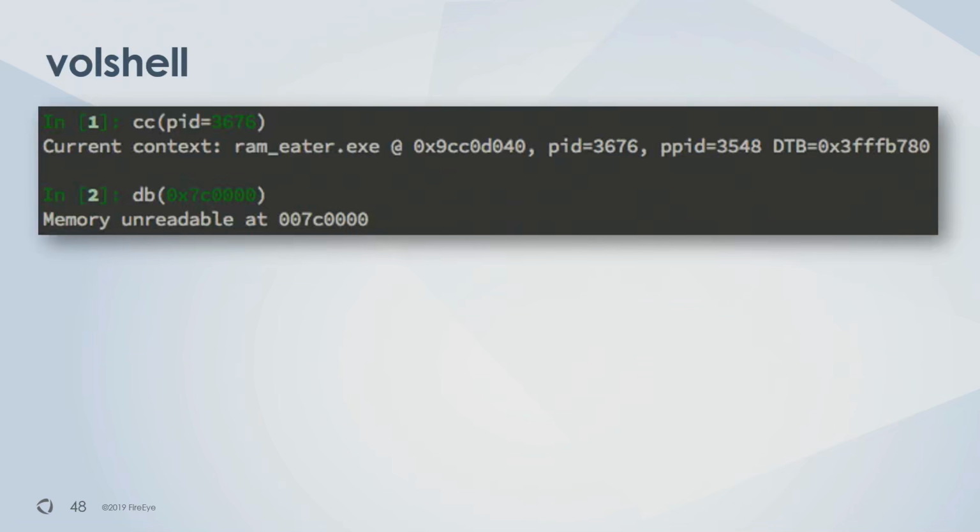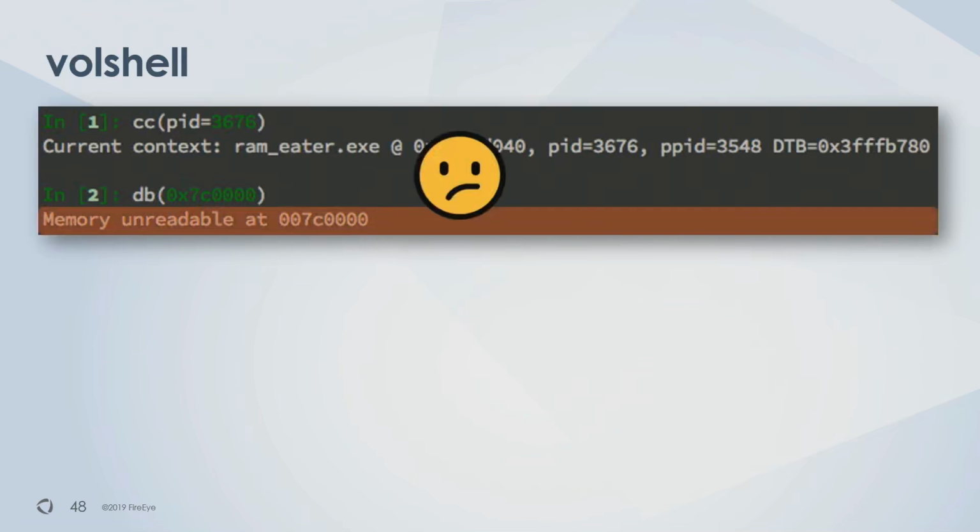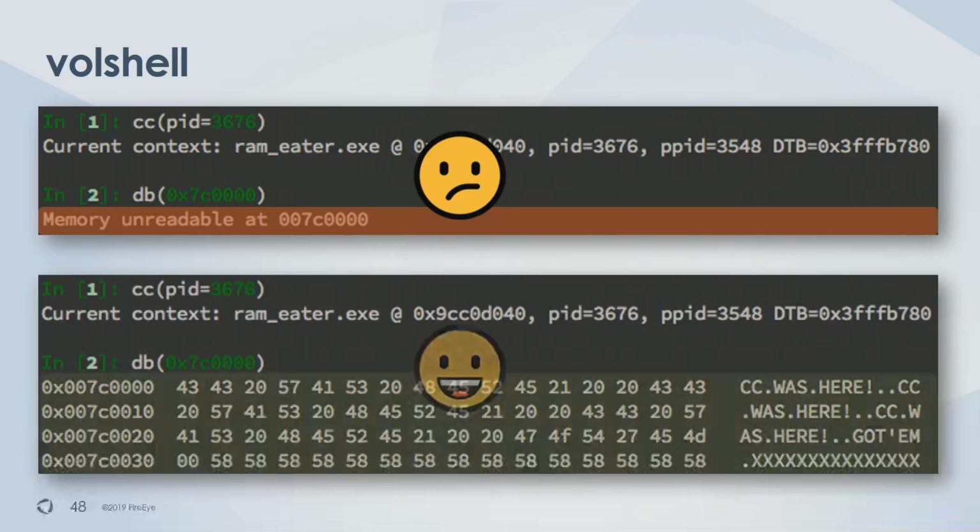So let's take a look at this initial prototype plugin in action. I have this process, rammeter.exe, and we have a marker page located at hex 7C followed by some zeros. Previously, it was unreadable. Now, with the FLARE research integration, we actually have real data coming back.